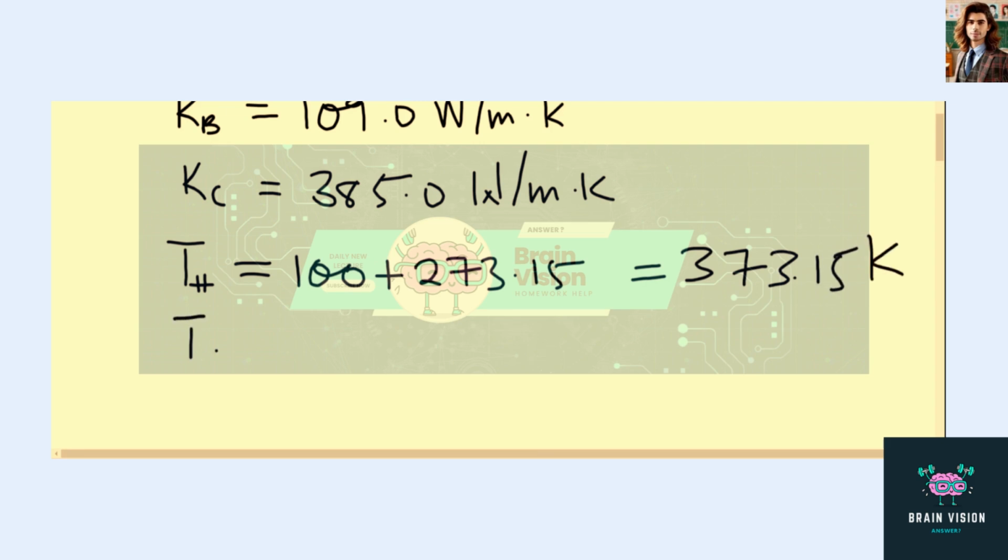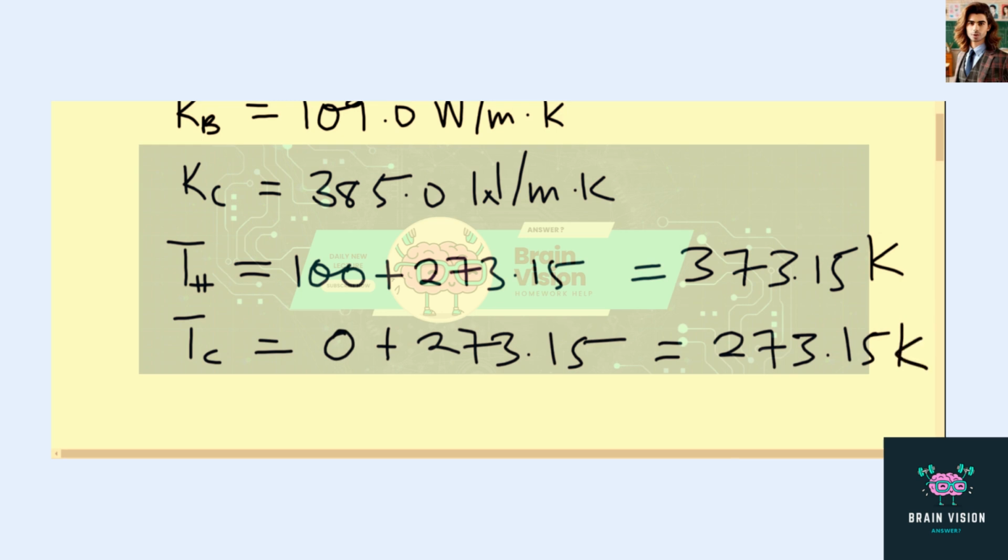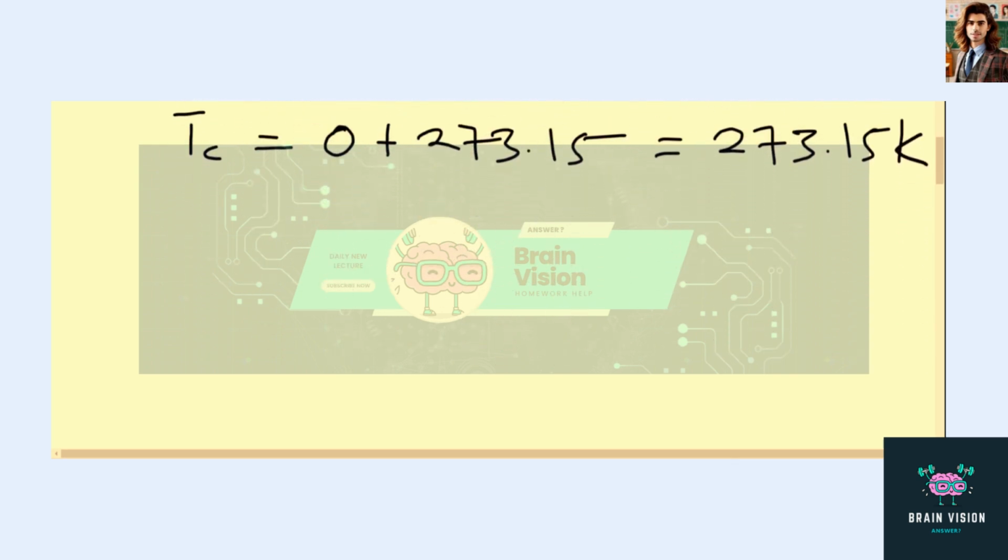Now the same applies to T subscript C. It is 0 plus 273.15, which is equal to 273.15 Kelvin. All right, so these are the two temperatures that we'll be working with. So, going straight away to putting our values inside the equation.